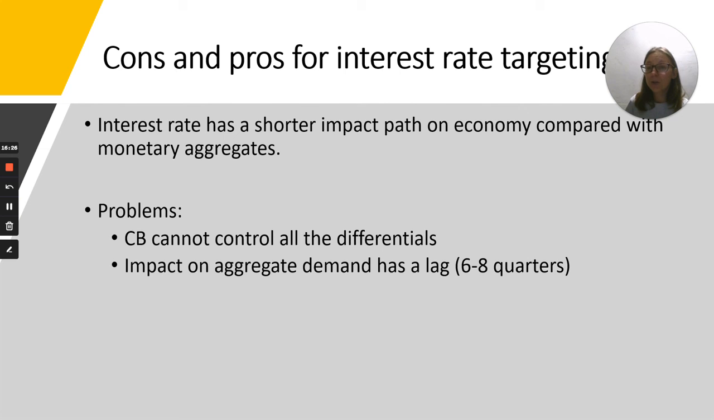Anyway, even the interest rate has a short-term impact on the economy. The changes of interest rates have an effect on the aggregate demand with a lag of about 6 to 8 quarters, which means if the central bank changes the discount rate today and the interest rates in the economy change, the shifts of the aggregate demand would happen in 1.5 or 2 years, which is still very long, and sometimes the situation in the economy might be very different.